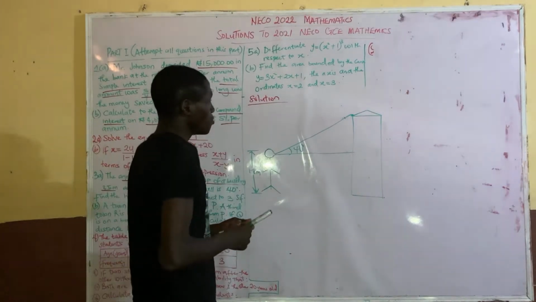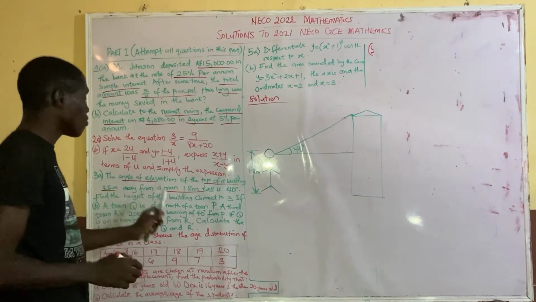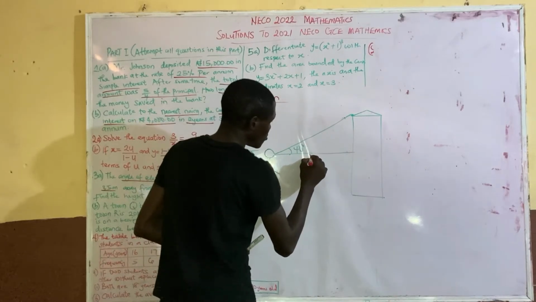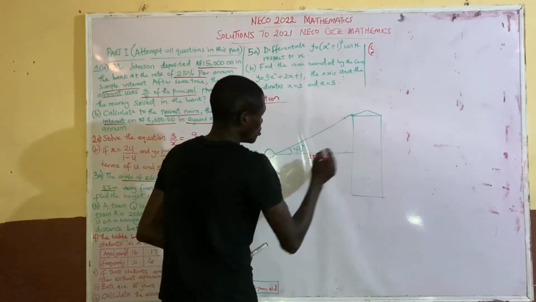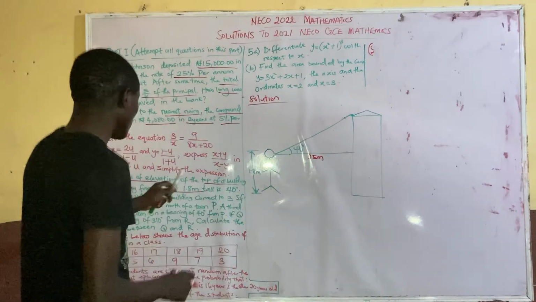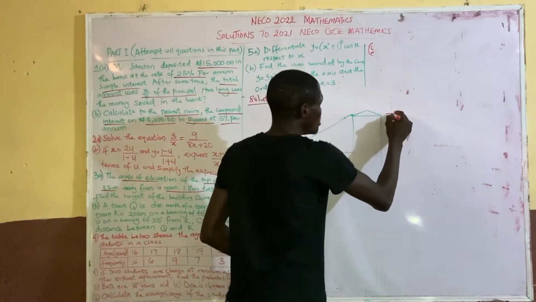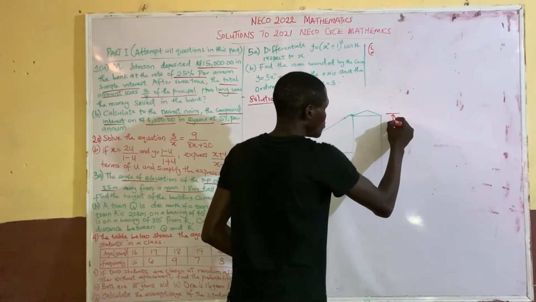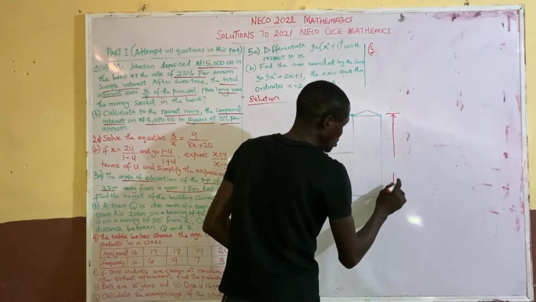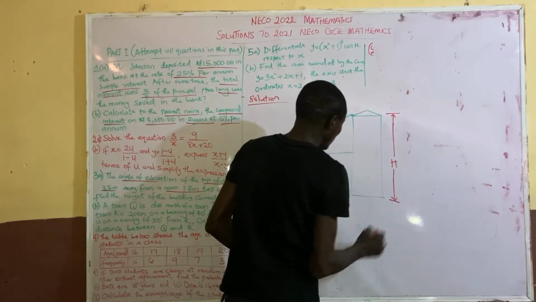So now, we are told that the man is 35 meters away from the building. So it means that the distance between here to here is 35 meters. So this is angle 40 degrees. Now we are asked to find the height of the building. The height of the building is this, from here to here. Let's call it h. That's the height of the building.